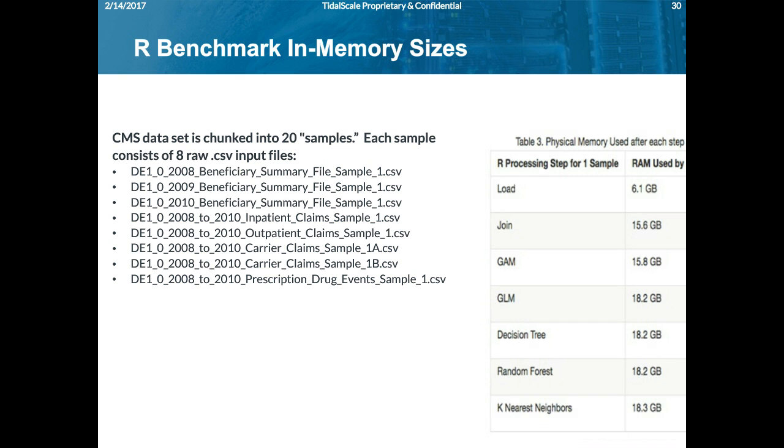And as we ran these different tool sets, the GAM, GLM, et cetera, the memory footprint continued to increase, as you see here, until that initial data set of 6 gig went to 18 gig. So in this case, it was about 3x the space on disk.